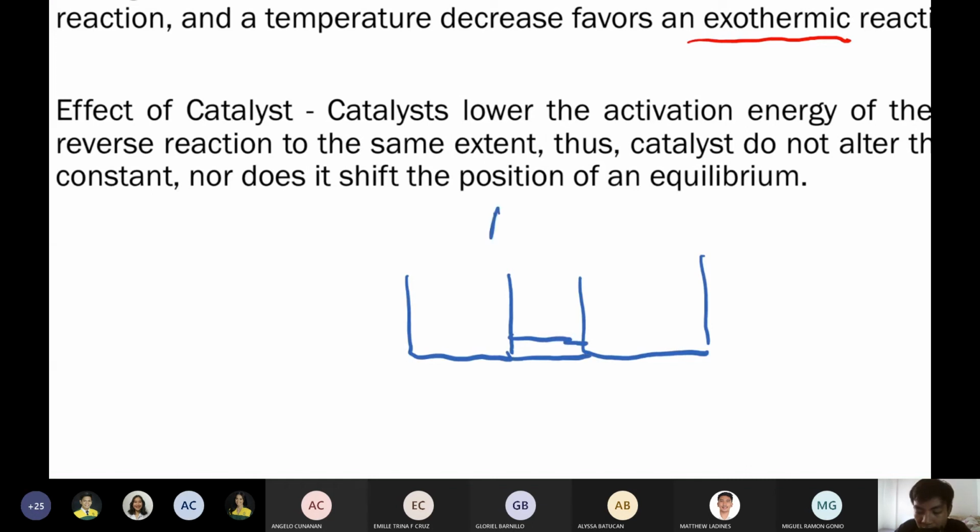Suppose we have a reaction that is endothermic. That means delta H is positive. Okay, so we have an endothermic reaction, delta H is positive. So you can imagine heat, since endothermic to, you can imagine heat as your reactant. Okay? So imagine nyo yung heat, reactant siya. Okay? So ganun lang.